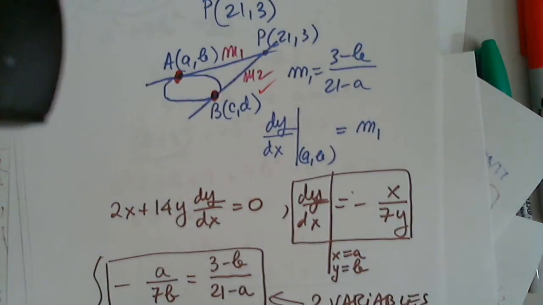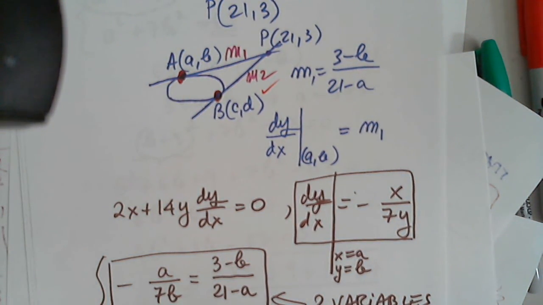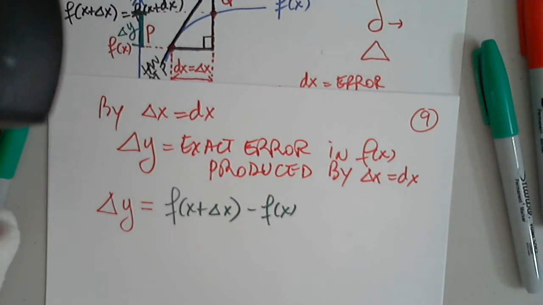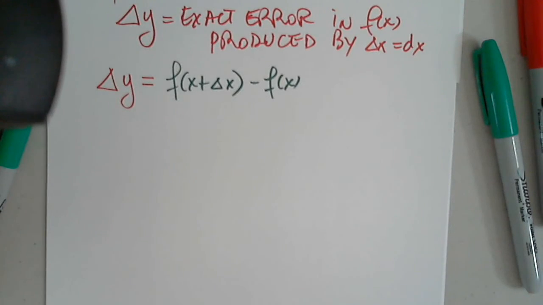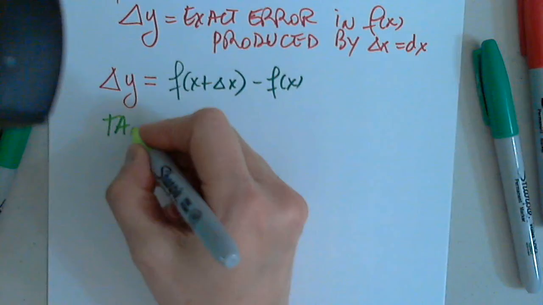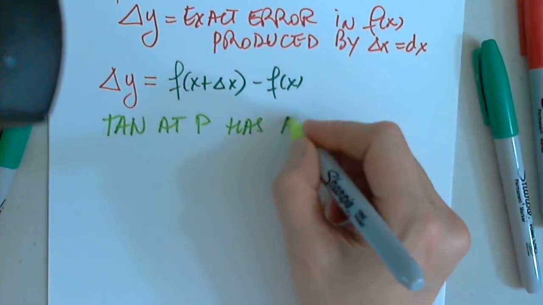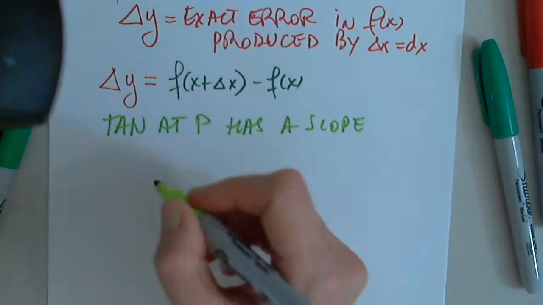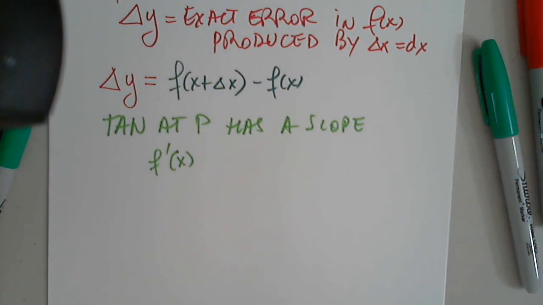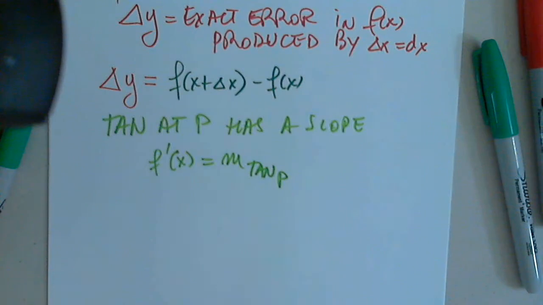What did we do here? How did we determine the slope of the tangent here? You need to find the derivative at point P. So, who said that? Carson. Thank you. So the tangent at P has a slope f prime of x. This is the slope of the tangent at P.